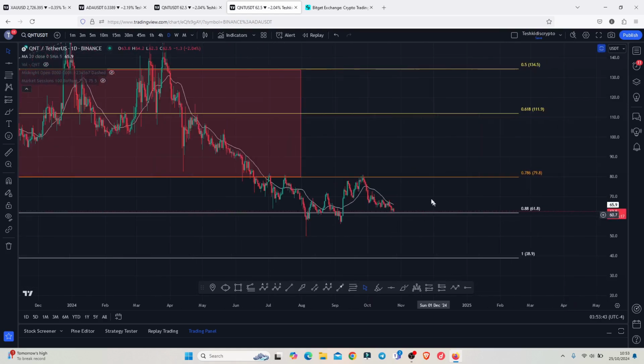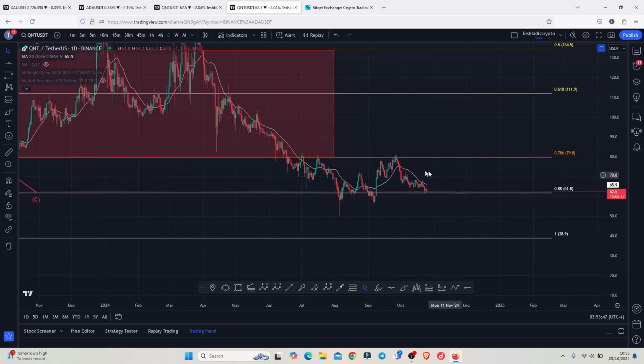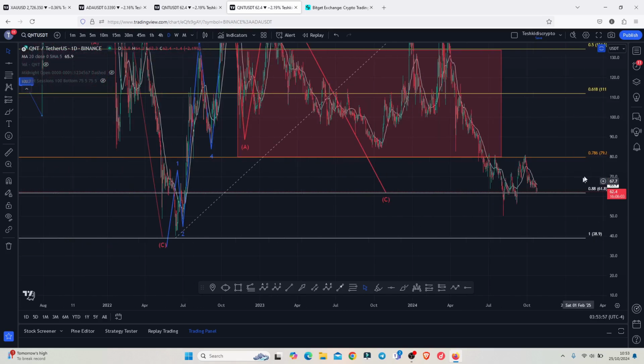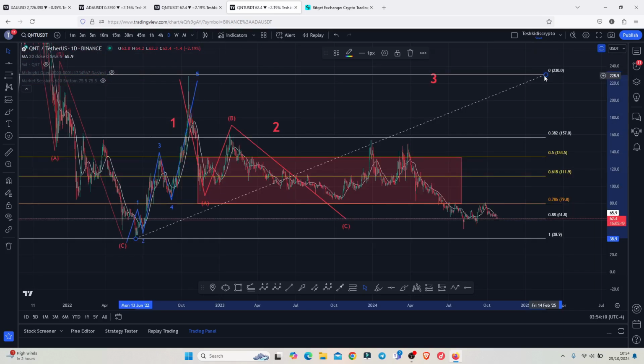And the moment we lose that key area of support over here, there's a very high chance that we are going to unlock more bearish case scenarios, giving us a reset of the lows that we made on the 5th of August, and also giving us a reset of the bear market lows below the $40. So that is something that we need to have in mind and be cautious about, because there's a very high chance that we can easily make new bear market lows here on the QNT chart.